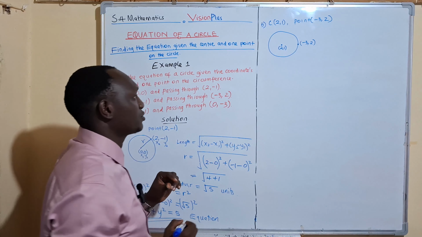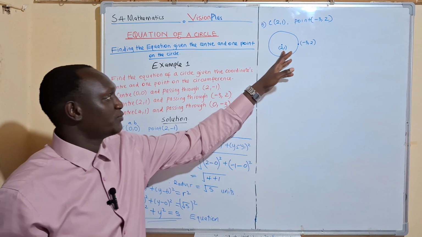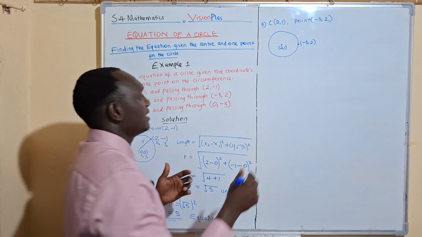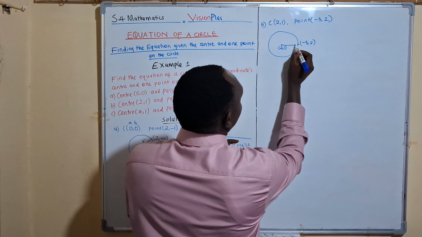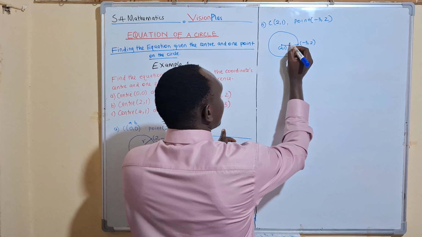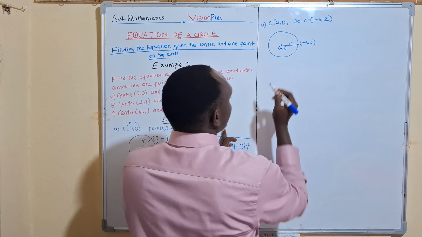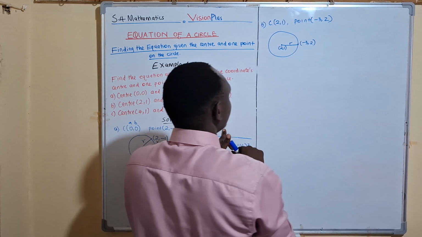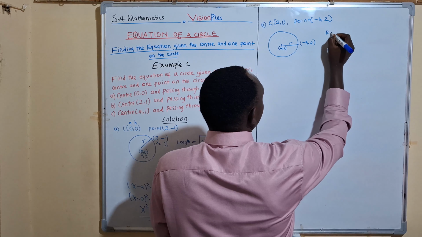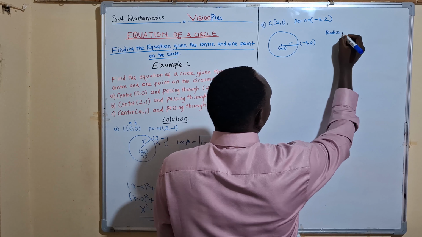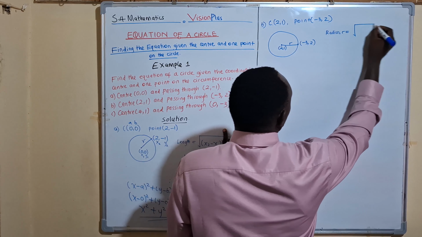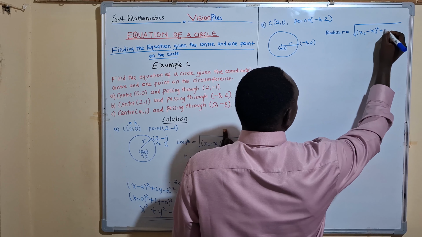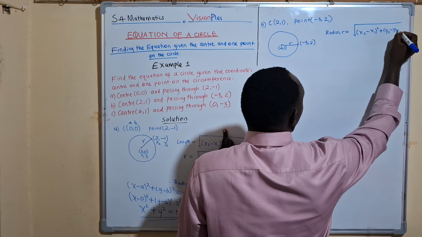Now, for us to write the equation of any circle, we need the coordinates of the center, which we have, and the radius. But now we don't have the radius. What do we do? We need to find the distance from the center up to the point on the circumference. That gives us the radius. So the formula for the length of a line, in this case the radius r, is given by the square root of x2 minus x1 squared plus y2 minus y1 squared.